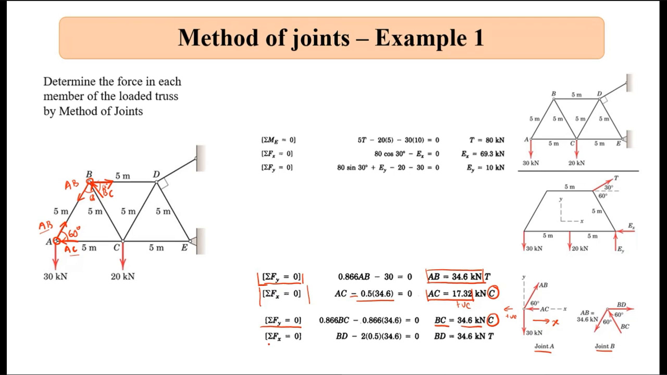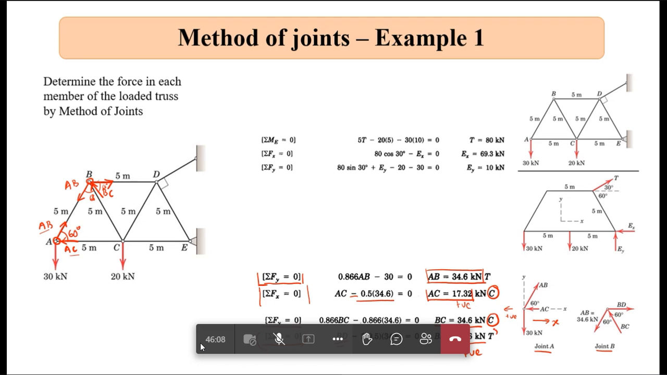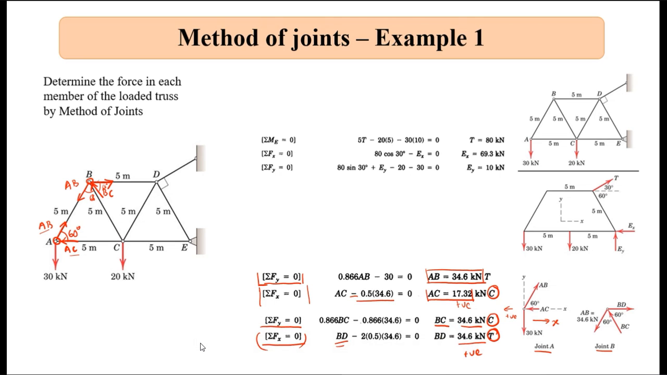Now again, if I take summation Fx equal to 0 along the x direction, from that I will get the value of BD. So BD I had taken it to be in tension, right? And BD has come out to be positive. So I do not change the direction here. So the direction of tension that I had chosen is true, and I am not changing the arrowhead here.